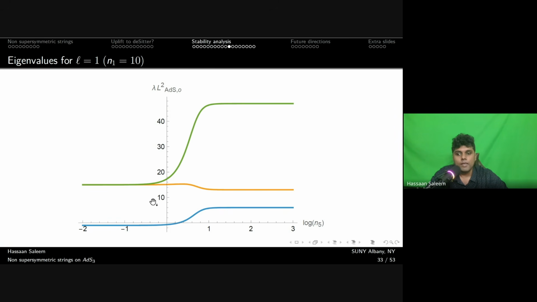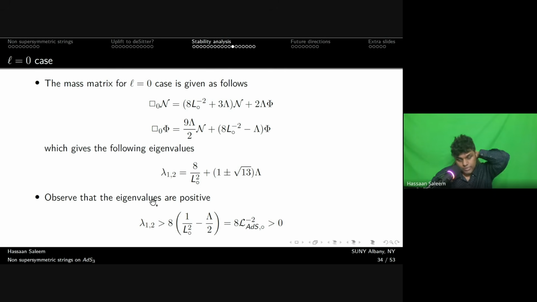Okay. Lastly, let's talk about L equals 0. Now for L equals 0, you get another equation which is unphysical, which means that you can remove it by gauge transformations, and now you get just 2 equations. And this time you don't even need to plot the eigenvalues.